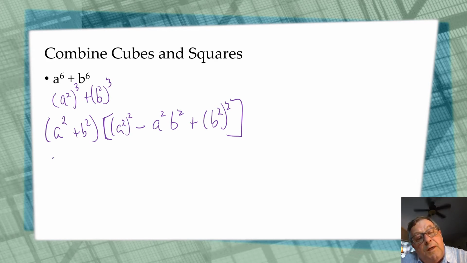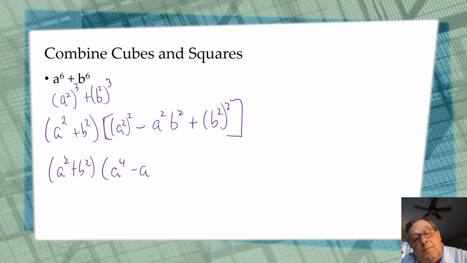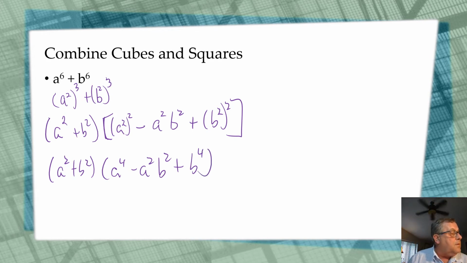And then let's continue with this and finish it off as a squared plus b squared times, now I can go back to parentheses, a squared squared is a to the 4th minus a squared b squared plus b squared squared is b to the 4th. And shazam, I think that's got it. Wow. Hope I don't have to do a whole lot of these.